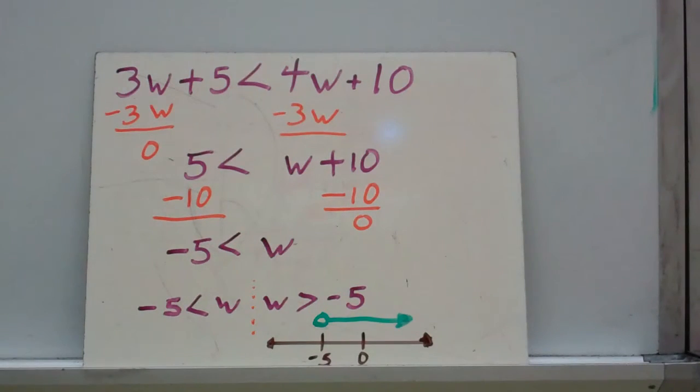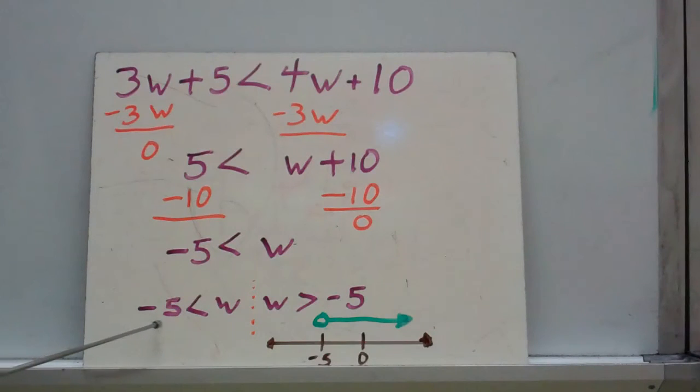Okay, here we have 3w plus 5 is less than 4w plus 10. So with this one, we can subtract 3w from both sides, be left with 5 is less than w plus 10. Subtract 10 from both sides, be left with negative 5 is less than w. Now most of these examples that we've done have had our variable first. This one does not. We need to be careful when we're graphing this. I suggest to you to put this variable first just because that's what we're used to seeing.